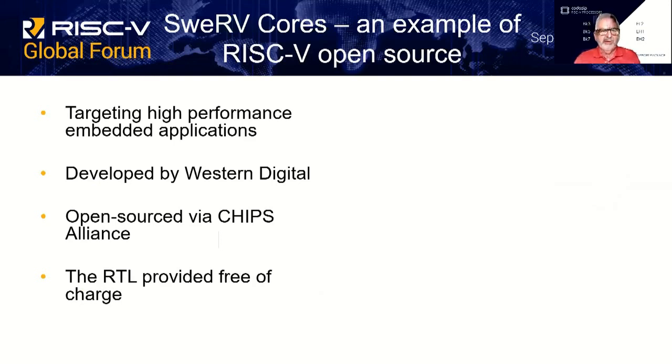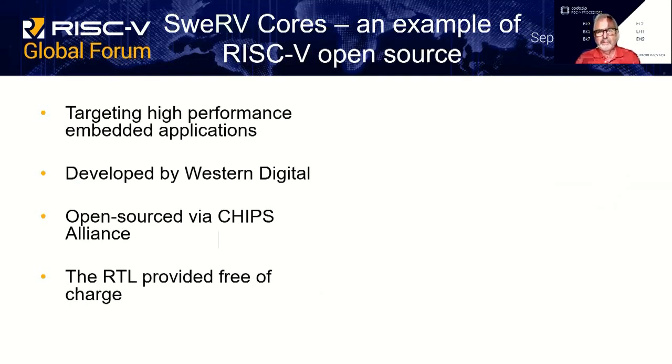So today's example is the family of SweRV cores, which is a modern example of open source RISC-V cores. These cores target high-performance embedded applications. They were developed by Western Digital, and they are open-sourced via CHIPS Alliance. The RTL is provided free of charge, as you'd expect.